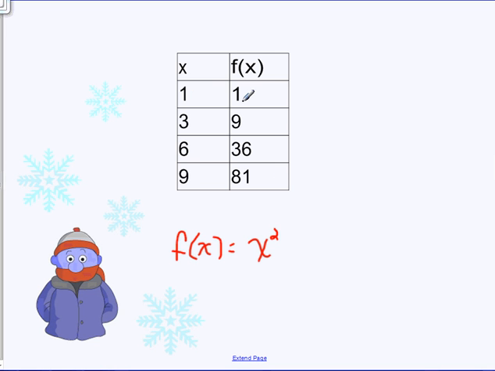1 squared equals 1. 3 squared equals 9. 6 squared, 36. And 9 squared, obviously, 81. So our answer would be f of x equals x squared. All right, so when writing function rules, just remember to always think about, what am I doing to my x's to get my y's?